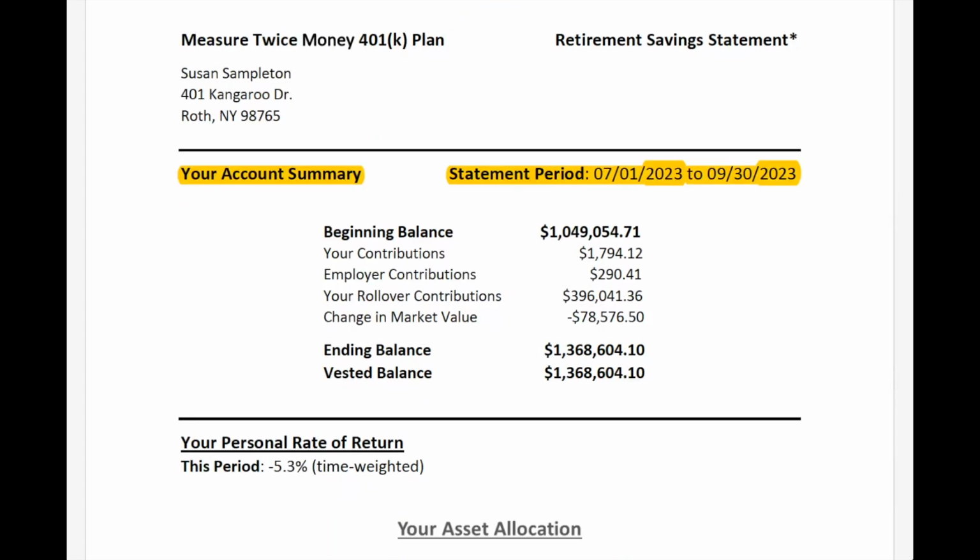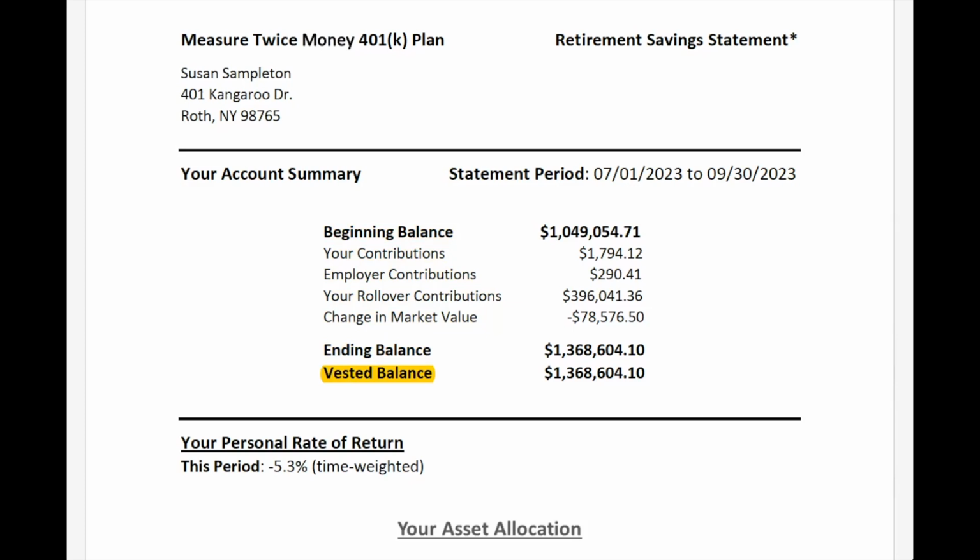The account summary, often called the account overview, displays the beginning and ending balance over the given investment period, usually quarterly, as seen here. This vertical calculation includes the beginning balance, plus employee and employer contributions, rollovers from other qualified plans, plus or minus the change in market value, plus credits, minus fees to determine the ending balance. If your plan's employer contributions are subject to a vesting schedule, the vested balance may also be shown.